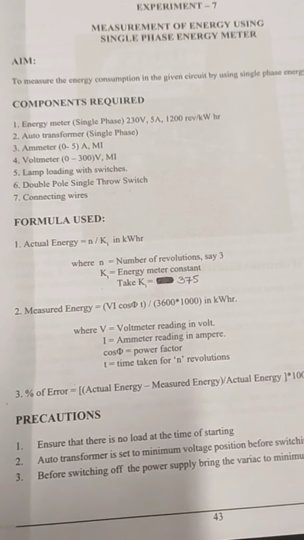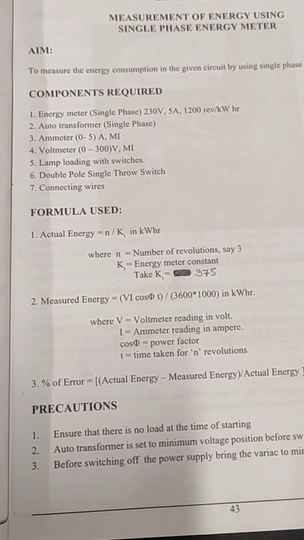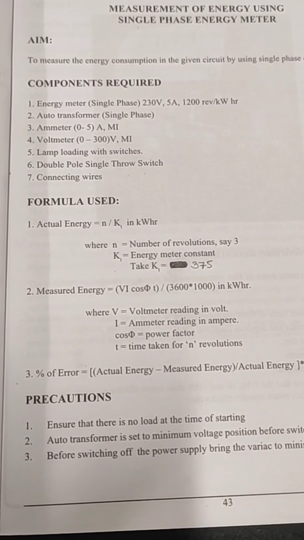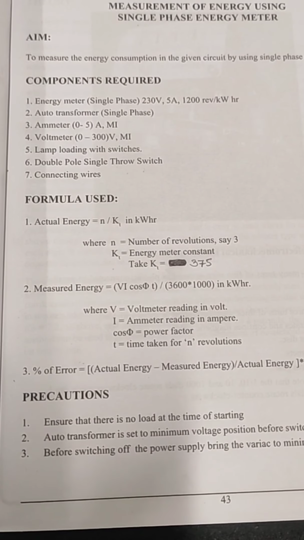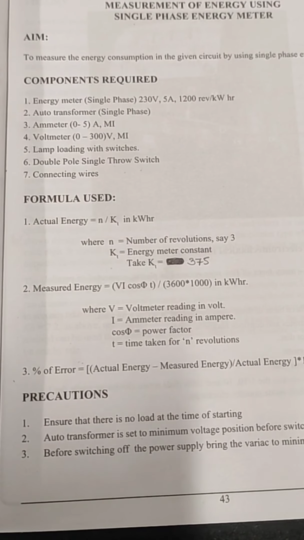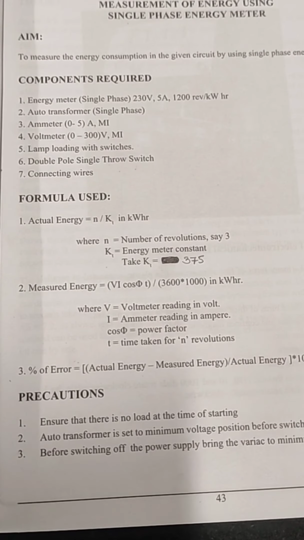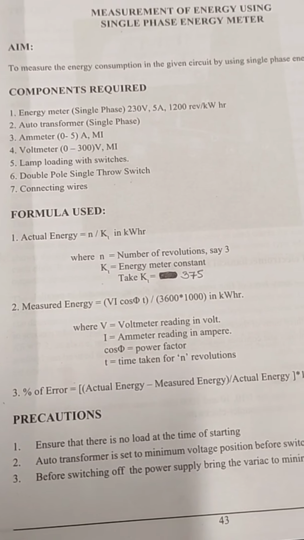Since it is not a conventional way of wiring, this wiring is already given. In that given wiring only, we are going to measure the energy consumption rate. Further, we must know certain formulas that we need to use to determine the actual power, the measured power, and the difference between those two.